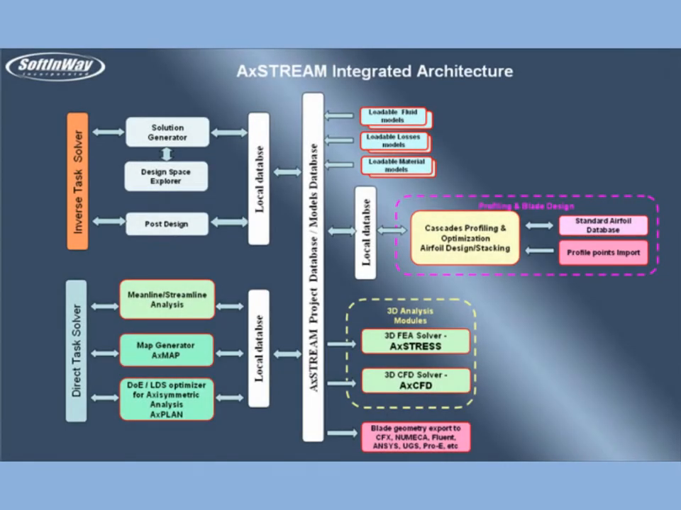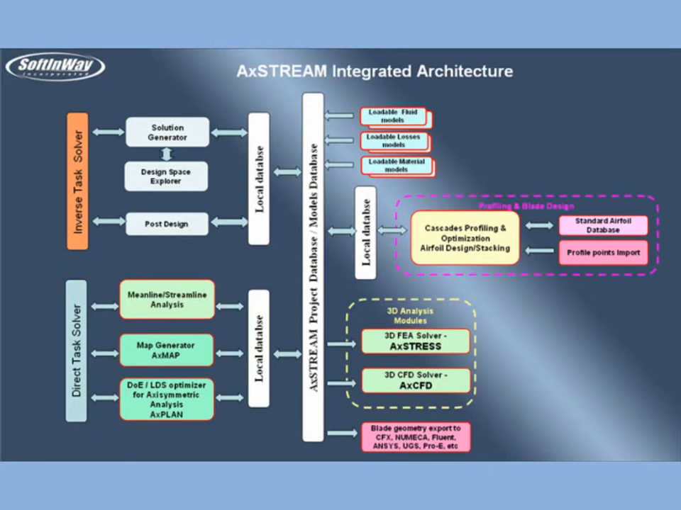AxSTREAM Suite Architecture. AxSTREAM Suite software architecture is highly integrated. All of the AxSTREAM modules use a common database. Therefore, there is no need for any special data conversion operations to transfer data from one functional module to another. AxSTREAM main solvers are enveloped in different interfaces. Inverse solver is an engine of preliminary design solution generator and post-design task. Direct solver is an engine of mainline and streamline tasks, design of experiment module AxPlan and map generator AxMap.